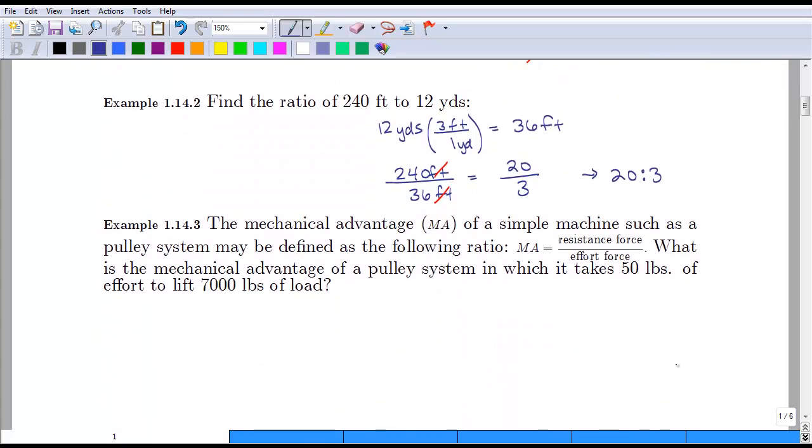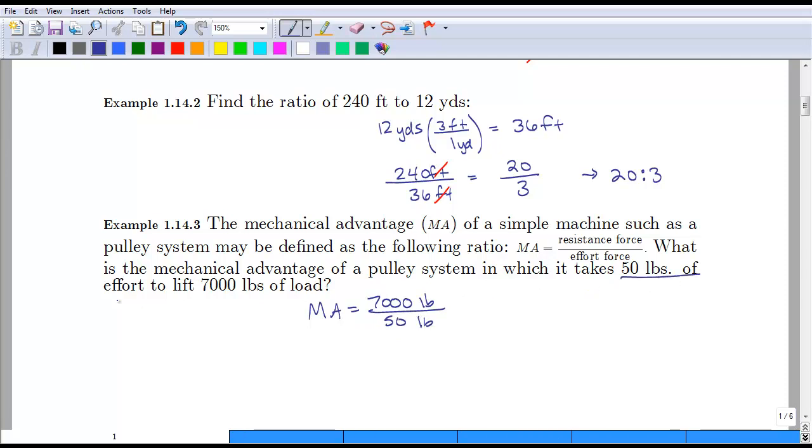Now let's look at some applications of ratios and rates. Suppose you're trying to find the mechanical advantage of a simple machine, such as a pulley system. This is defined by the following ratio: the resistance force divided by the effort force. We want to know what the mechanical advantage of a pulley system is, in which it takes 50 pounds of effort to lift 7,000 pounds of load. So in this case, MA, the resistance force is the amount that the actual load weighs, so this is 7,000 pounds, divided by our effort force, which is 50 pounds.